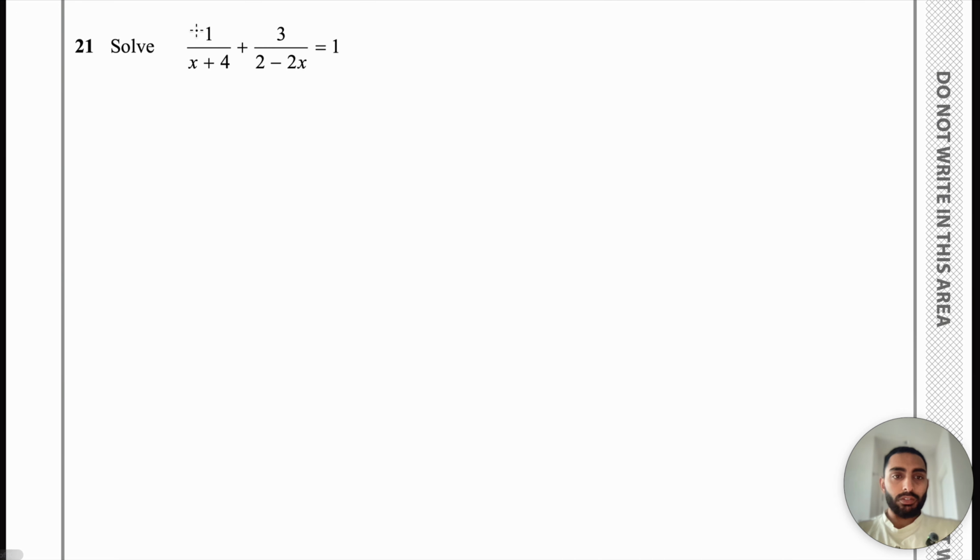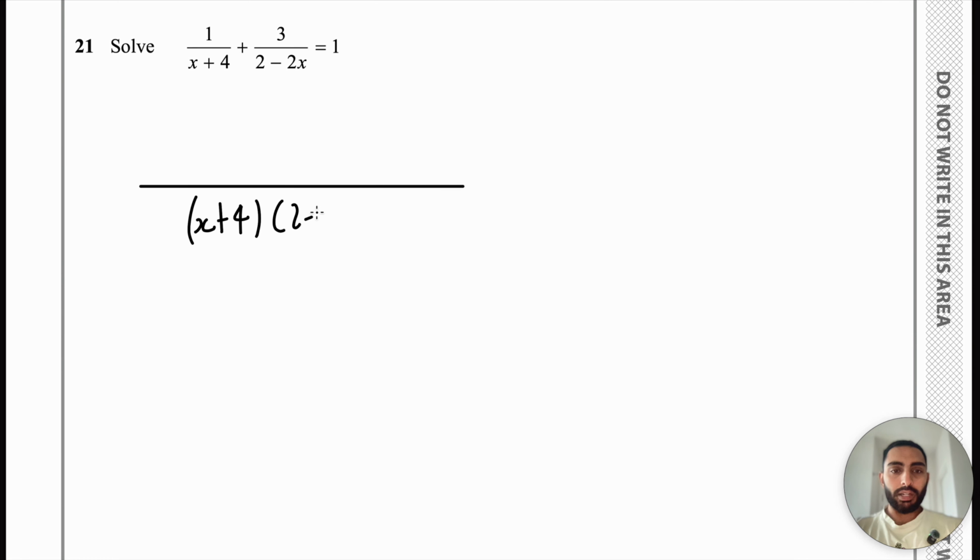Question 21. Solve 1 over x plus 4, plus 3 over 2 minus 2x, equals 1. The first thing that I need to do is concentrate on this left-hand side. So I need to find the lowest common multiple of x plus 4 and 2 minus 2x, so I have a common denominator. The only way I can do that is I just multiply them together. So my denominator is going to be x plus 4 in brackets, 2 minus 2x in brackets.